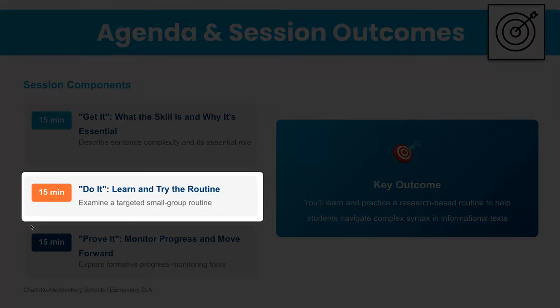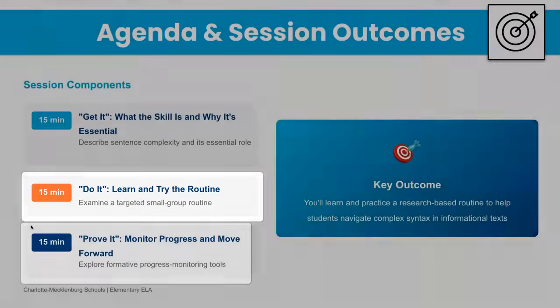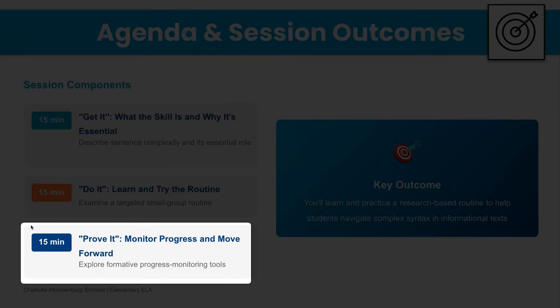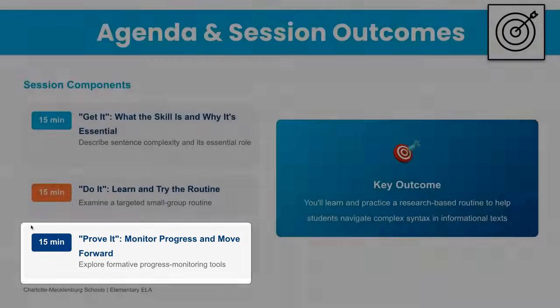In the Do It section, this is the heart of our session. You'll learn a targeted small group routine called Navigating Complex Syntax from the book Small Groups, Big Results. We'll actually practice the activities together so you can experience them firsthand. In the last Prove It section, we'll explore quick formative assessment tools you can use to monitor student progress and understand how to increase the rigor over time.